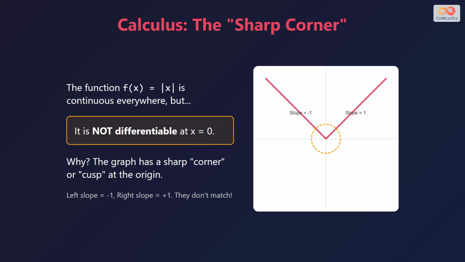In calculus, the absolute value function is a classic example of a function that is continuous everywhere but not differentiable everywhere. Specifically, at x equals 0, the graph has a sharp corner or cusp. Because the slope abruptly changes from -1 to +1, the derivative is undefined exactly at that point.